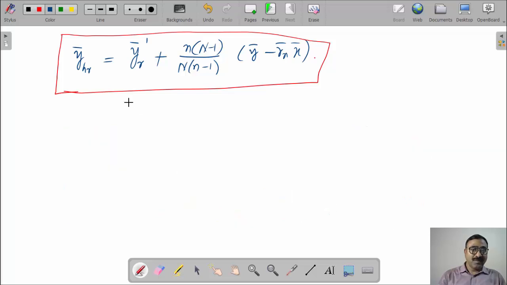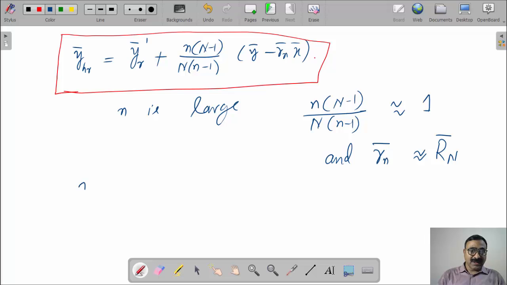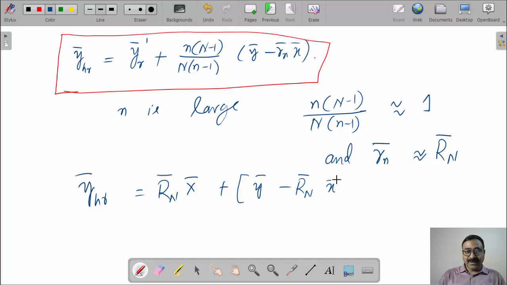Now when n, the sample size, is large, then n into n minus 1 by n into n minus 1 will be approximately close to 1, and also Rn bar is close to R. So the Hartley-Ross estimator now reduces to Rn bar x bar plus y bar minus Rn bar x bar.